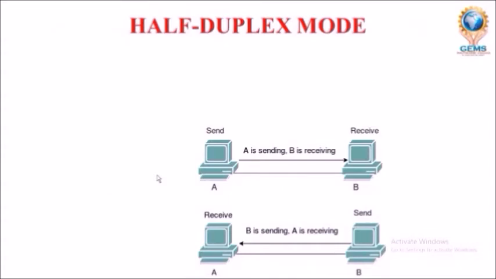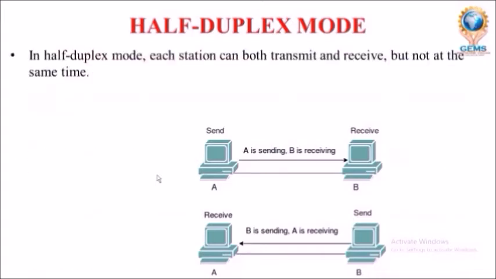The second type of transmission mode is half-duplex mode. Now, what do we mean by half-duplex mode? I have taken an example with a diagram, but before that I will explain through a definition, then I will come to the diagram. So what is half-duplex mode? In half-duplex mode, each station can transmit or receive.